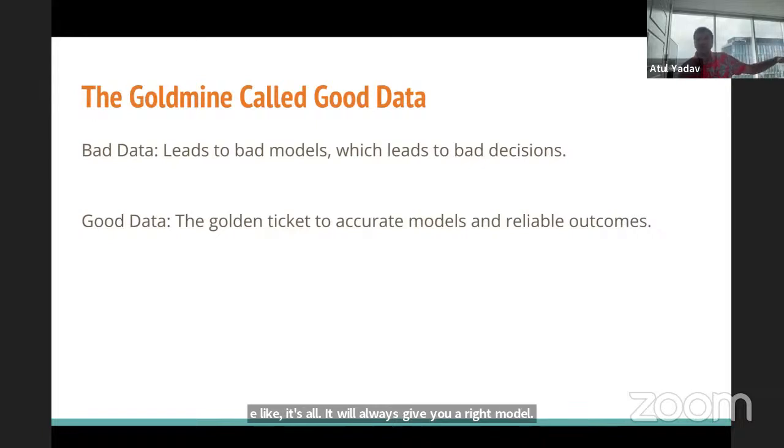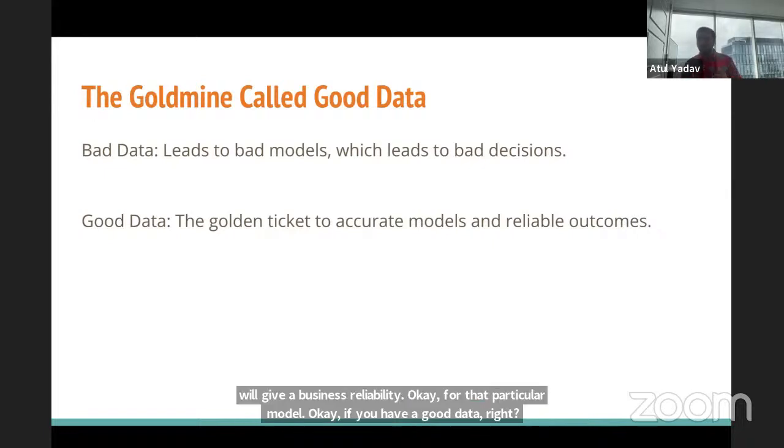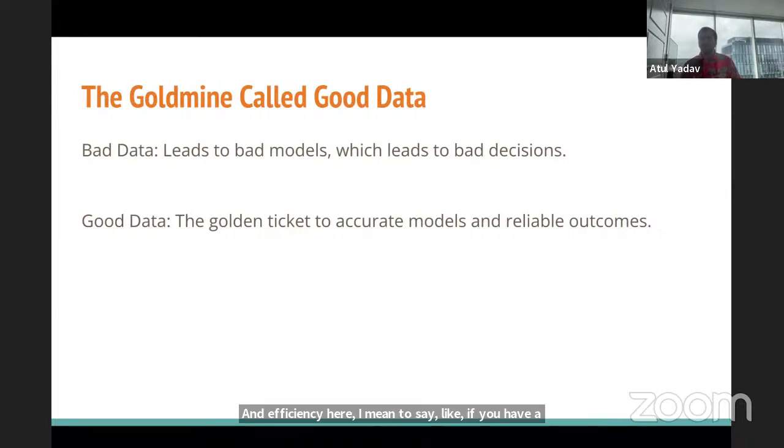If you have a good data, right? And efficiency here, I mean to say if you have a good or clean data, it will take less time in training the model. It has already mitigated all the risk associated with that data. It has already done the standardization, it has already done the normalization, it has already removed the anomalies against the data and whatnot. So that is something which good data gives to a model.